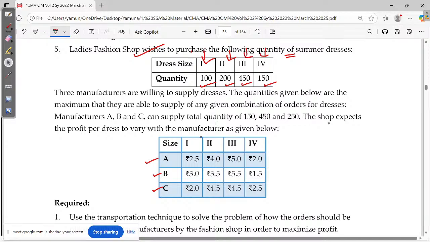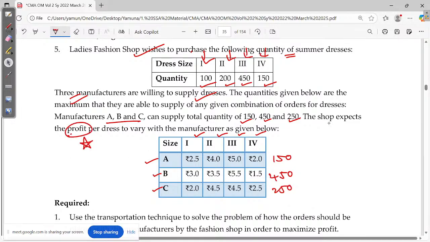Sorry, size 2, size 2, size 3, and size 4. And three manufacturers are willing to supply the dresses. So the manufacturers are named A, B, and C. They can supply total quantities of 150, 450, and 250. So how much can they supply? 150, 450, and 250. The shop expects the profit.